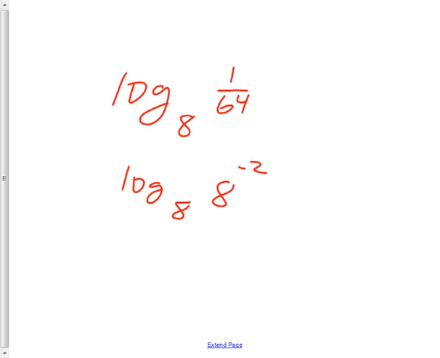How about this? Whenever you're doing these kind, you should say to yourself, take the 8 and square it, which is 64, right? And then the negative does what to it? Flips it. So it is right. So what's the answer? Negative 2.